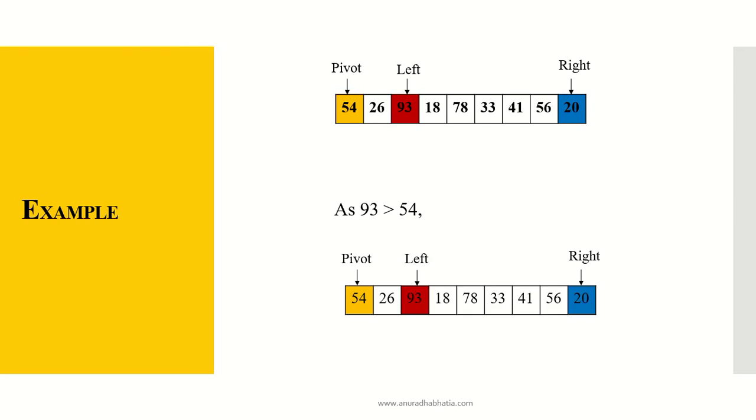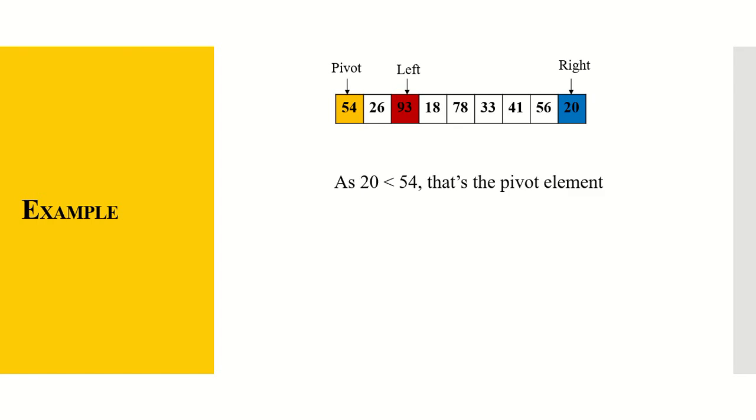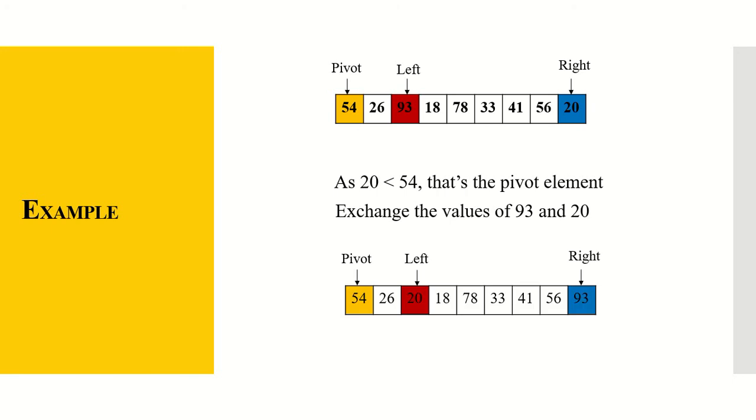What happens when it is the right value, which is 20? So it is checked. 20 is less than 54, which is the pivot element, then we say exchange the values of left and right. So 93 and 20 are exchanged over here. You will see as 93 were here and 20 was here. As 93 is more than the pivot element, it remained fixed.